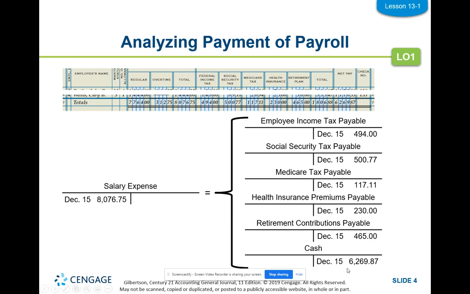So if you look at this, our salary expense is here. That's everything we've got. Then on this side, we have all of our payables that we need to pay to the government at a later date, plus the cash, which is what we actually had to write the paychecks for. So those are all going to be credits.